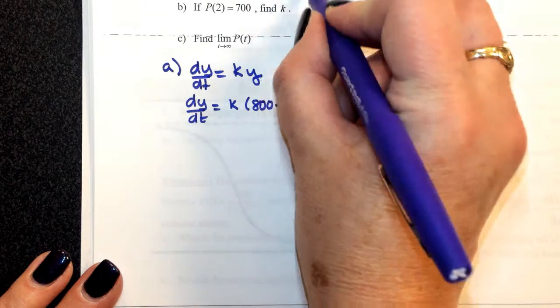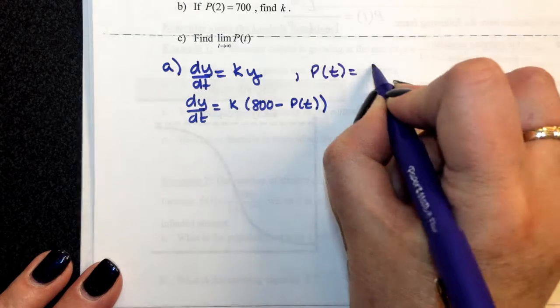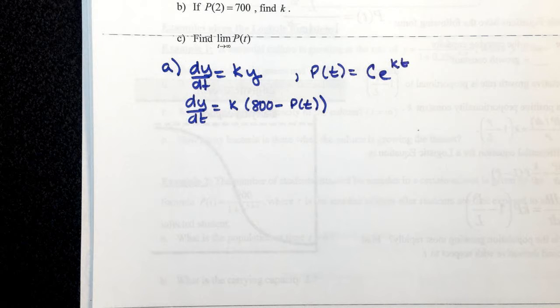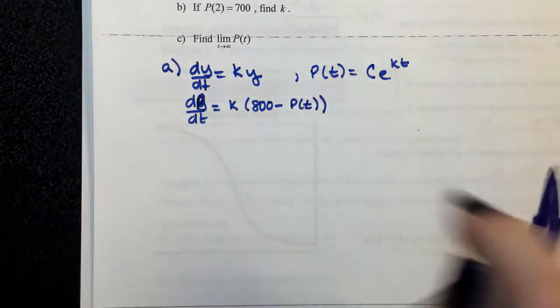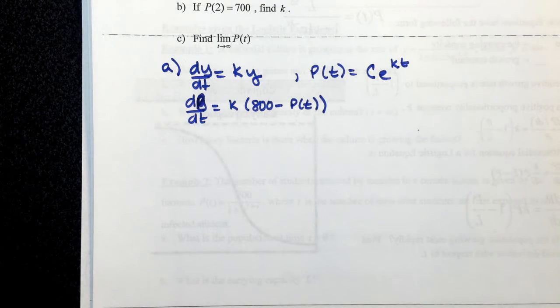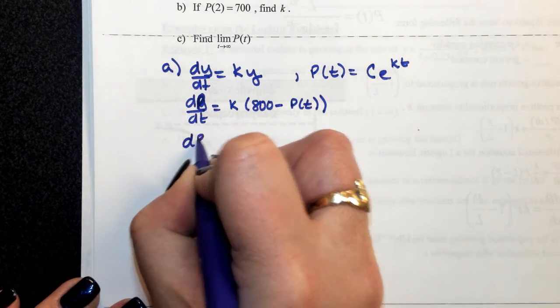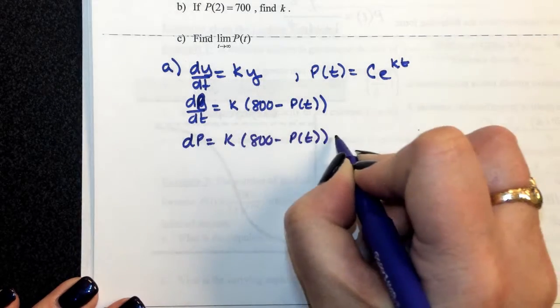Because remember, they want me to find p of t, which is my c times e raised to the k times t power. But all I know is the derivative. So what we're going to have to do, actually it should be dp dt, because they gave it in terms of p instead of y. So I have to use my separation of variables. I'm going to multiply both sides by dt. So dp is going to be equal to k times 800 minus p of t times dt.